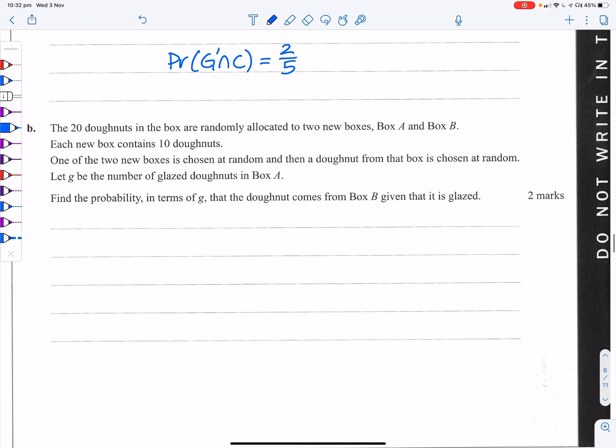The 20 donuts in the box are randomly allocated to 2 new boxes. So box A and box B.